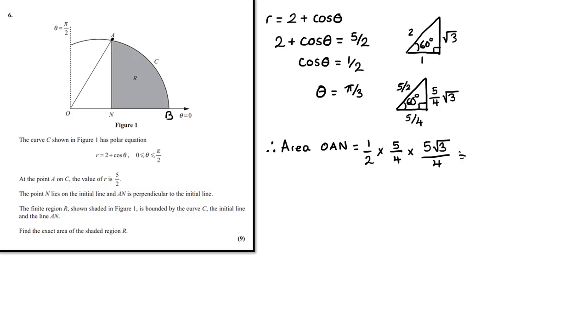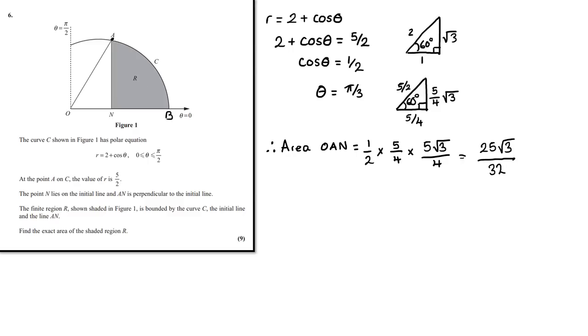If we just simplify this here then, what would we get? Well, 5 times 5 is 25, times by the 1, so I get 25√3 as my numerator, and then we've got 4 times 4, which is 16, times that by the 2, so I get 32 as my denominator. So the area of OAN is 25√3 divided by 32. So that's the area of the triangle.